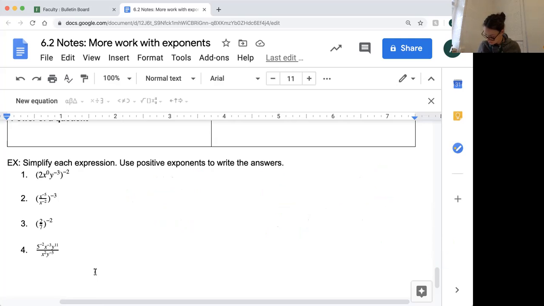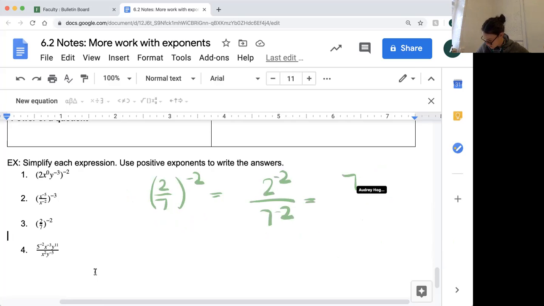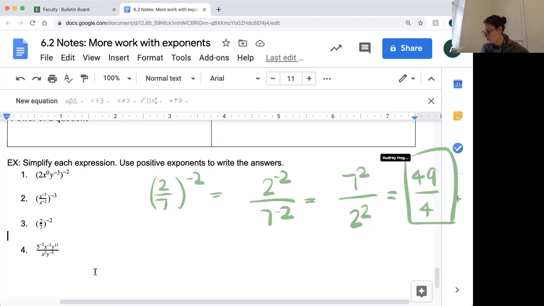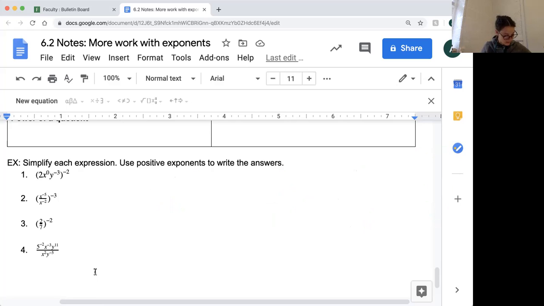All right, number 3, we have 2/7 to the negative 2. And then again, I'm going to start on the outside. I'm going to have 2 to the negative 2 over 7 to the negative 2. I want to make my exponents positive, so I know I'm going to put my 7 in the numerator and my 2 in the denominator. And then I know that 7 squared is 49 and 2 squared is 4. So final answer, 49/4.